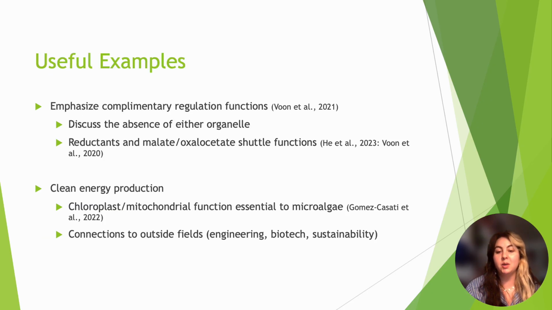What can be a useful example for emphasizing those broader concepts can be discussing the absence of either of these organelles to emphasize the importance of each subunit to the whole. So emphasizing complementary regulation functions. In this case, it could be that without the chloroplast, the mitochondria has no chemical fuel that it can draw off of to make ATP. And without the mitochondria, the products of photosynthesis are not in a usable form of energy that the plant can make use of.